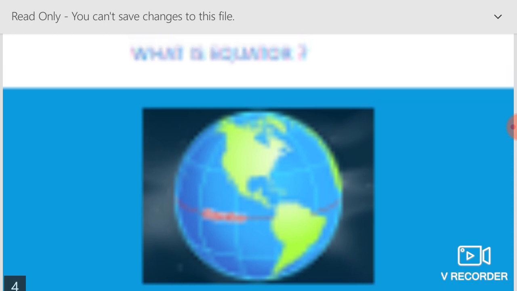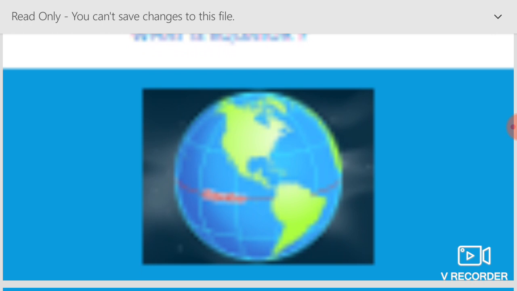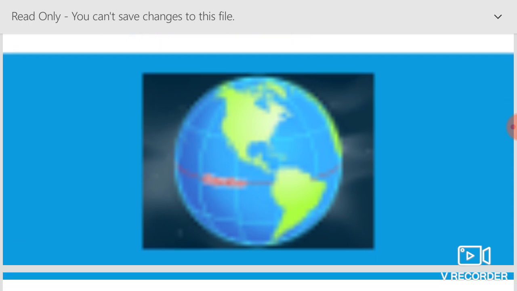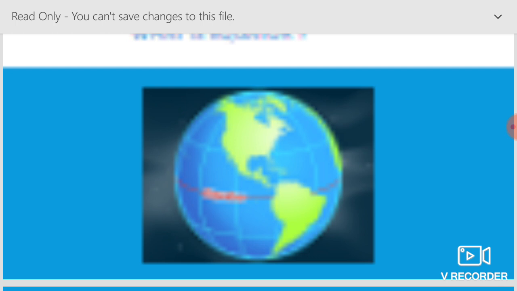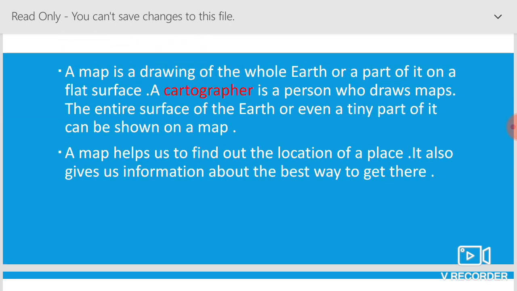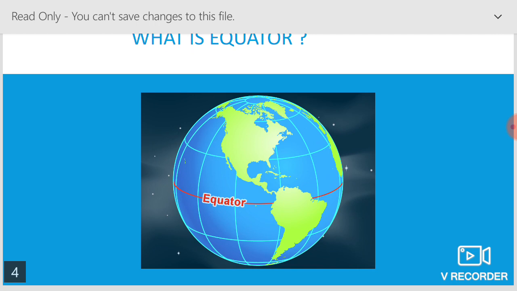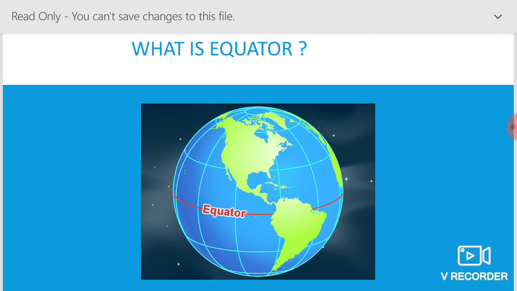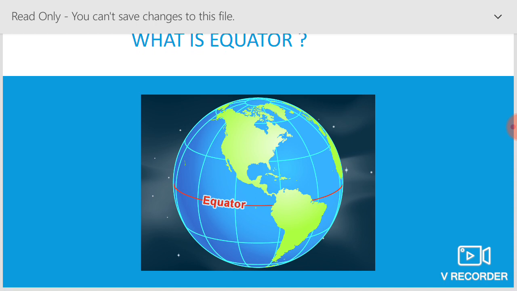What is the equator? In this picture, you can see a center line. This center line is called the equator. Now you can see it clearly. The red line is showing the equator.